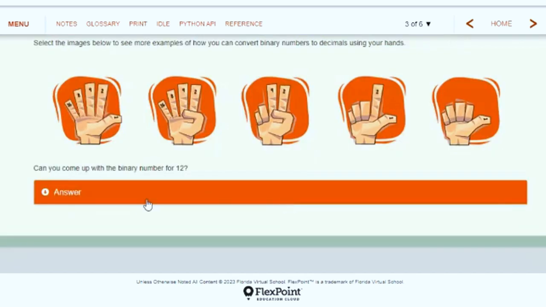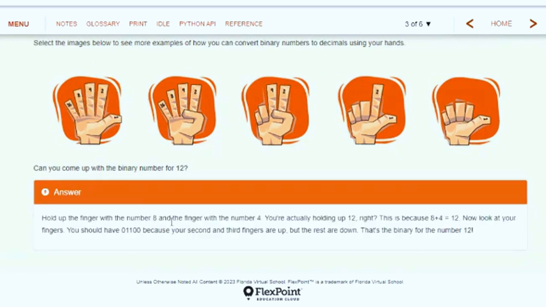So can you come up with the binary number for 12? Well, the binary number for 12 would be the 8 and the 4, right? Hold up the finger with the number 8 and the number 4, and you're holding up 12 because 8 plus 4 is 12. So that would be 0, 1, 1, 0, 0 because you don't need the 16, you don't need the 2 and the 1, you only need the 8 and the 4. That's the binary number for 12.